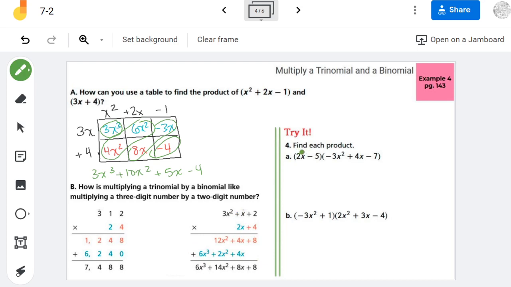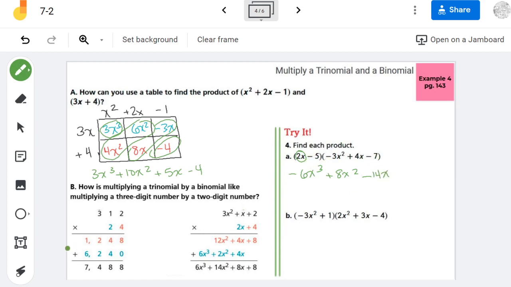I'm going to start with this 2x and multiply it to each term in the trinomial. So 2x times negative 3x squared is negative 6x cubed. 2x times 4x is 8x squared. And negative 5 times negative 7 is a positive... Oh, what am I doing with the 5s? Y'all, this is why I circle. Make sure you don't make any goofs. So 2x times negative 7 is negative 14x.